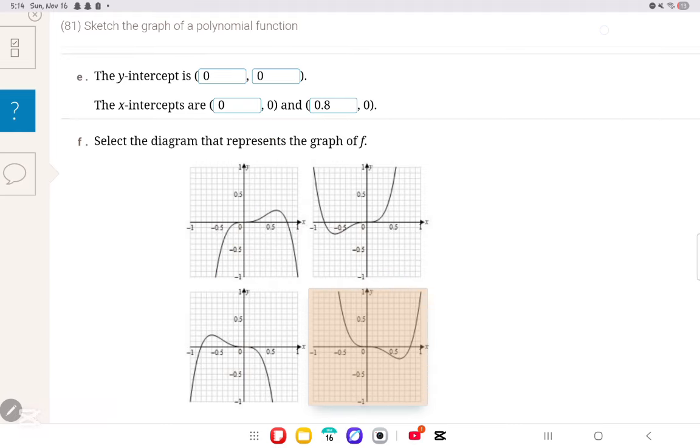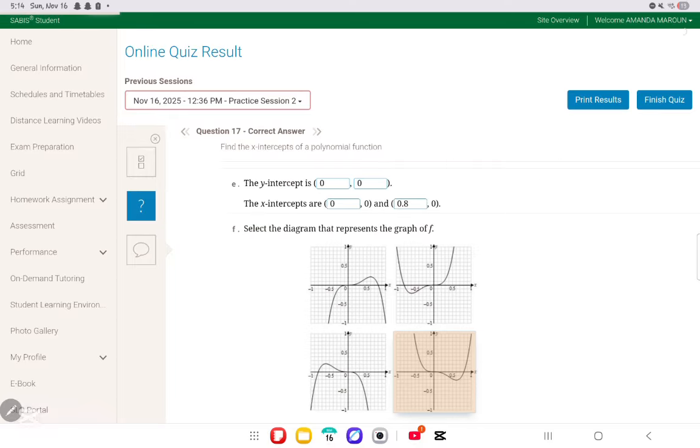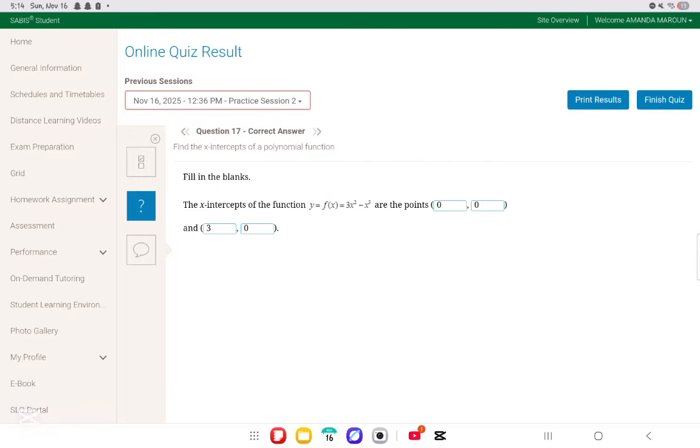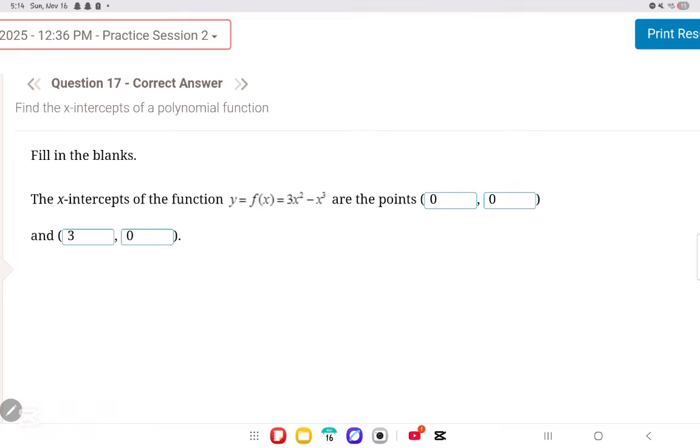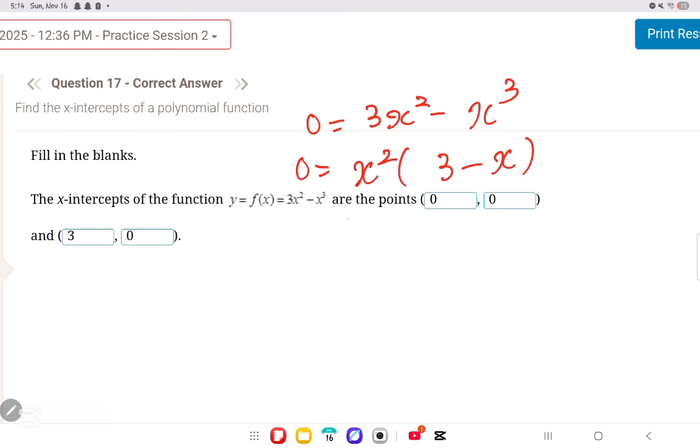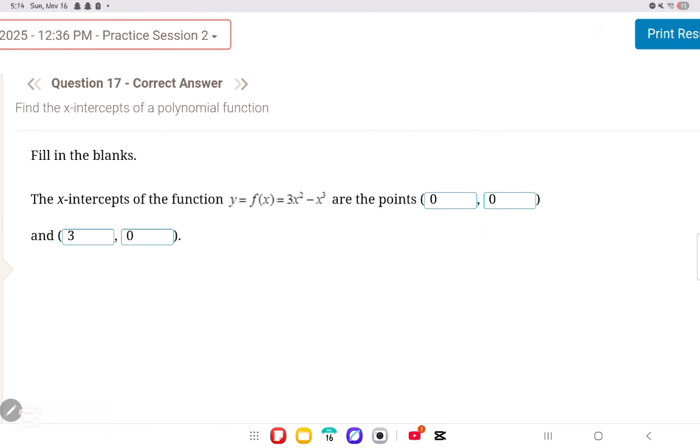Okay, I'll move on to question number 17. They want the x-intercepts of the function. How do we find the x-intercept? You need to make y equal to 0. 0 is equal to 3x squared minus x cubed. You take out the common, which is x squared. So 0 is equal to x squared times 3 minus x. That means x is either equal to 0 or x is equal to 3. Right? And my y is always 0.